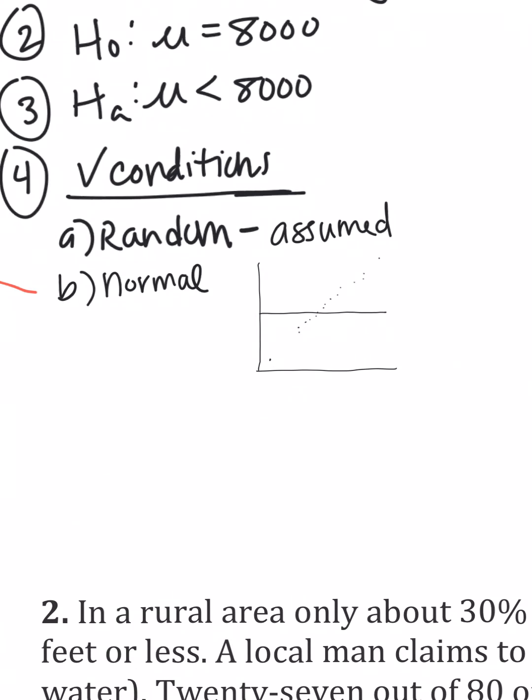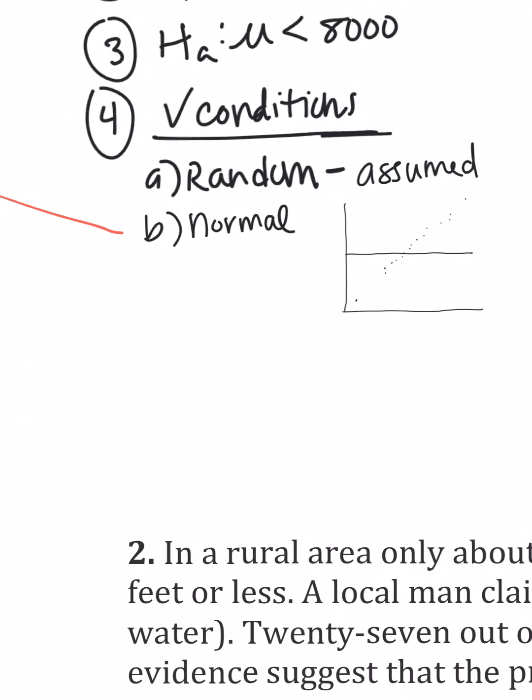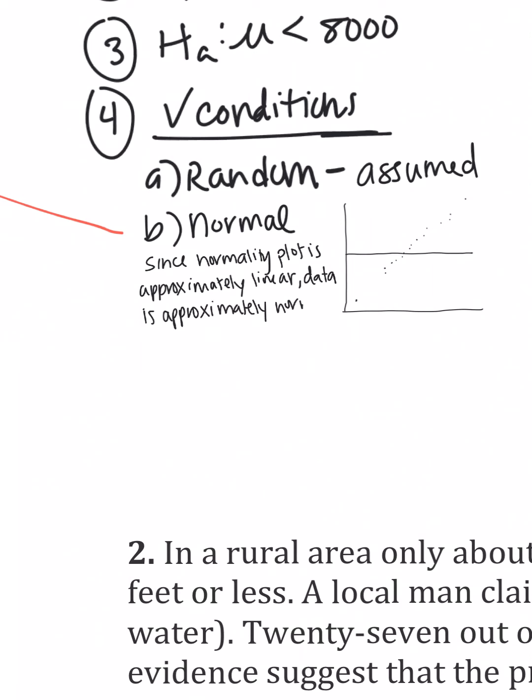Okay, and so I can say since the normality plot is approximately linear, then we can conclude that this data is approximately normal. So we're good there? All right.